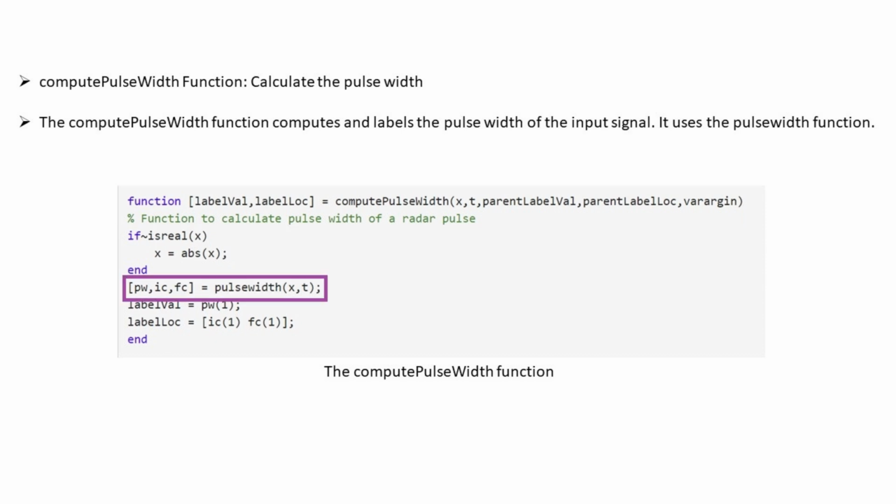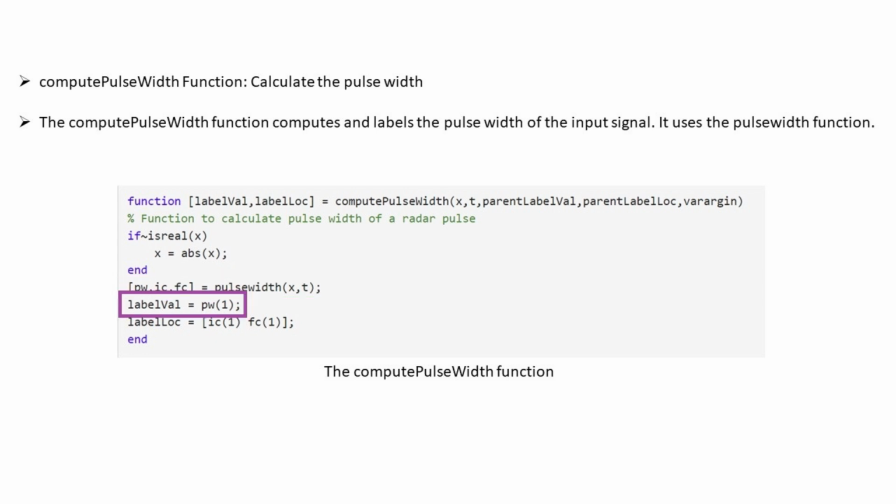PW, IC, FC equals pulsewidth(x, t). This line uses MATLAB's built-in pulse width function to calculate the pulse width of the signal x over the time vector t. PW: pulse widths of the signal. IC: index or time corresponding to the start, initial, of the pulse. FC: index or time corresponding to the end, final, of the pulse. The pulse width function finds the duration of the signal's high state, where the signal is considered on. If the signal has multiple pulses, it will return a vector of pulse widths, and IC and FC will be vectors corresponding to the start and end of each pulse.